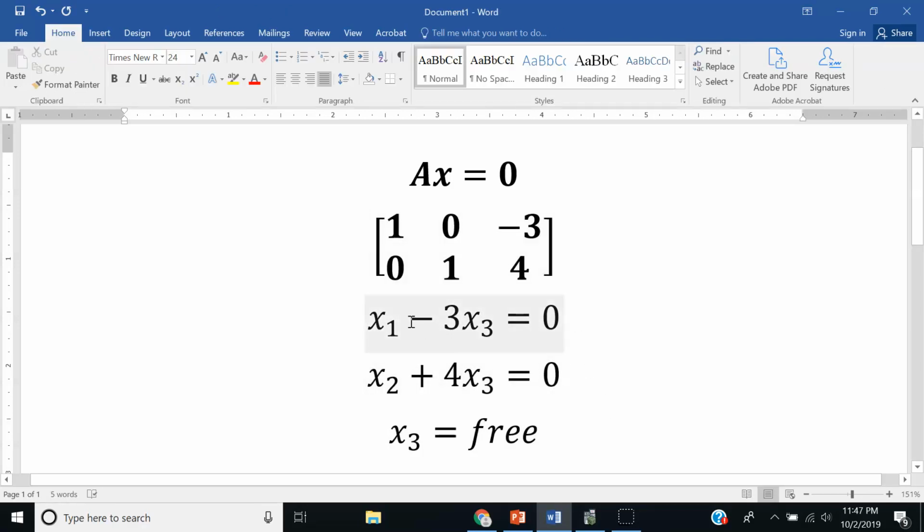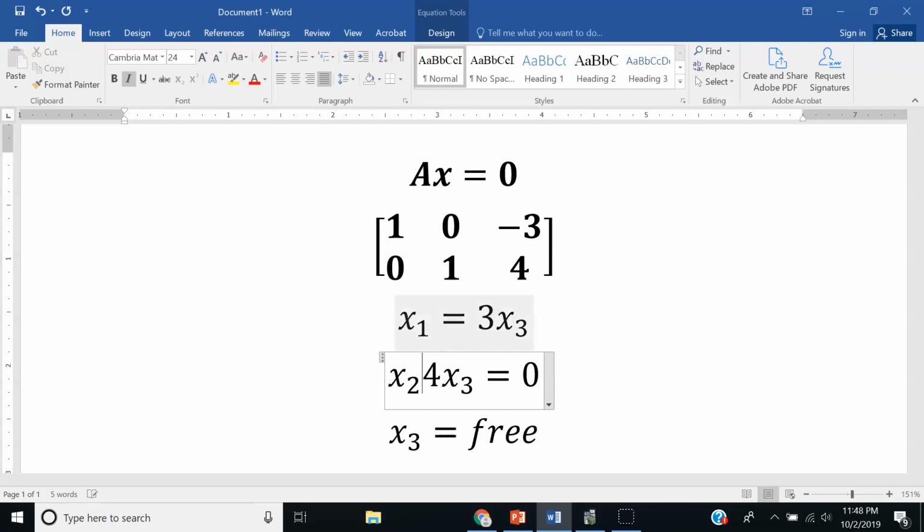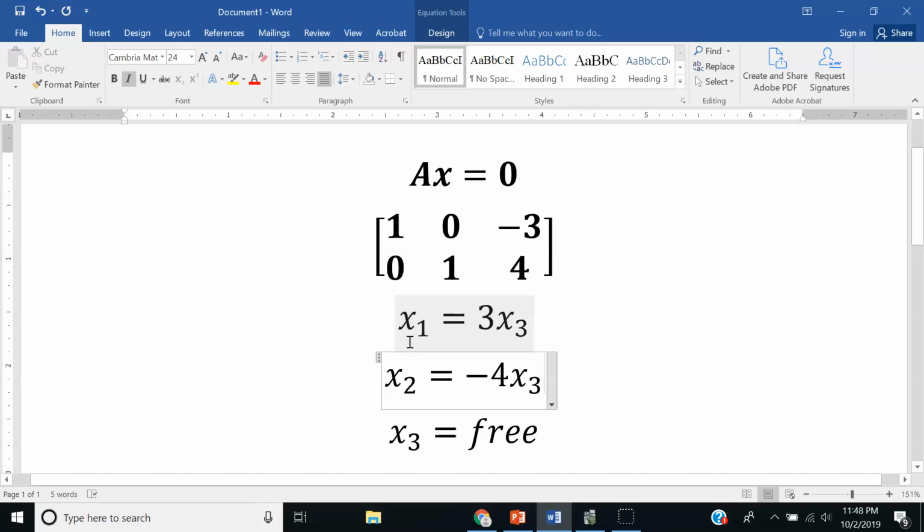Most times we've been rewriting that. At first equation, we'd write x1 is equal to 3x3. That second equation, we'd write x2 is equal to negative 4x3, and x3 is equal to free. So it's a free variable.